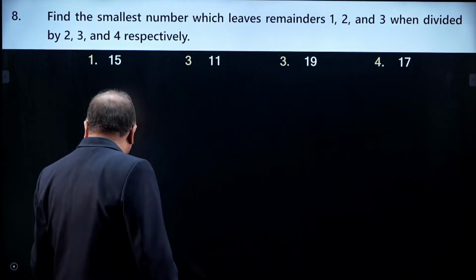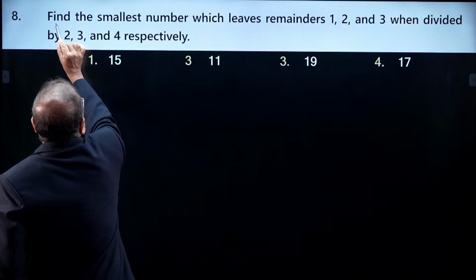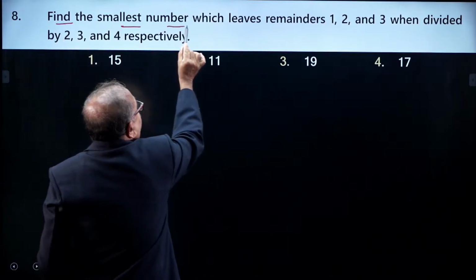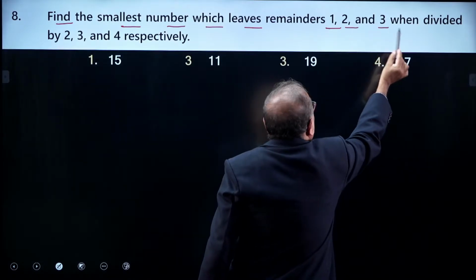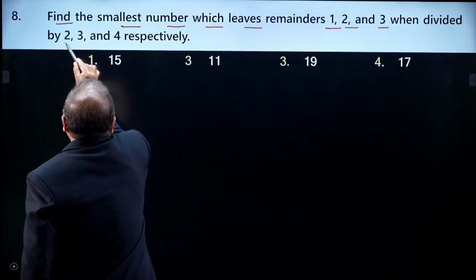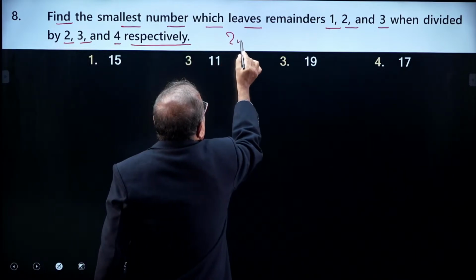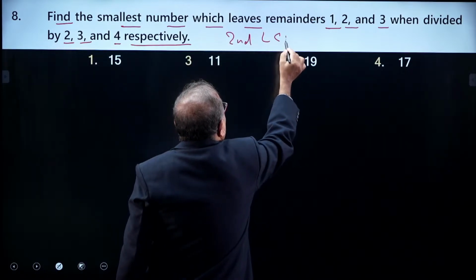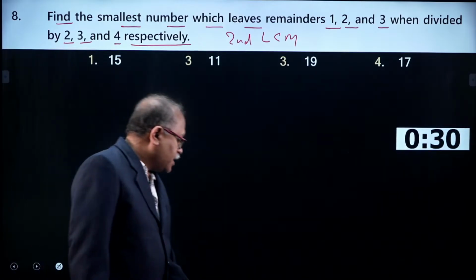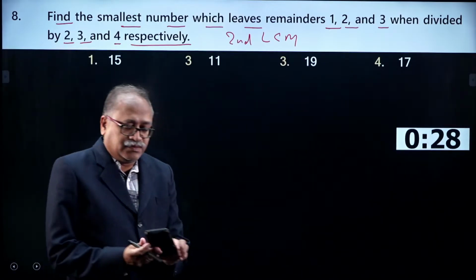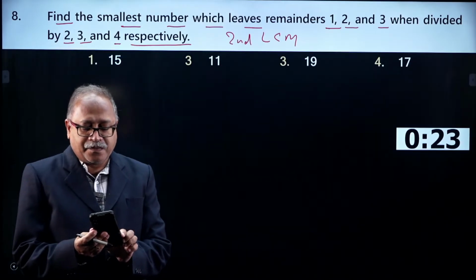Come on, 7 is rightly answered. Now, let me check if you are comfortable with this question. Find the smallest number which leaves a remainder of 1, 2, 3 when divided by 2, 3, 4 respectively. The second model of LCM. Yes, my dear friend, take your 30 seconds, and then we will check whether your answer is correct or not.